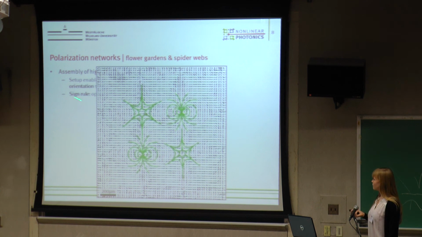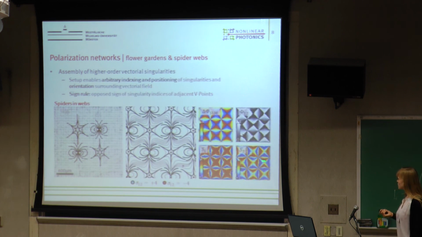In this case, we have a polarization distribution including spider webs and also spiders. So 2-petal flower, this means we have here a positive index and a negative index. Again, positive, negative. This means we have some kind of a square lattice of V-points with alternating signs for the indices. So if we take a closer look at what we measured, here we have our Stokes parameters, just S1 and S2, S3 is nearly 0.